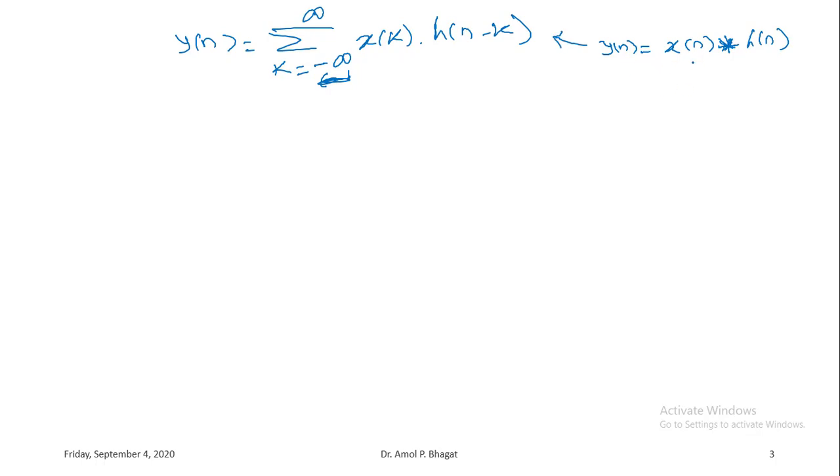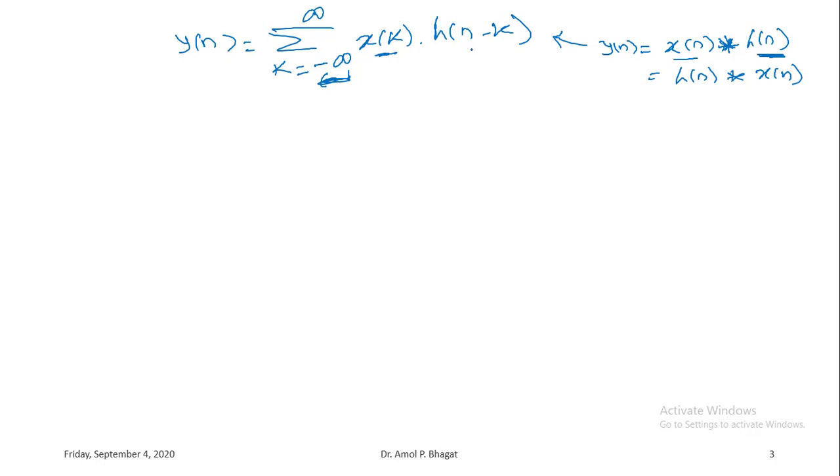As convolution is a commutative operation, convolution of x of n with h of n is the same as h of n convolved with x of n. The difference in this operation is that x of n will be kept as it is in the convolution formula, and folding and shifting operations will be performed on h of n. As we have seen in the previous session, there are different operations involved in the convolution operation.